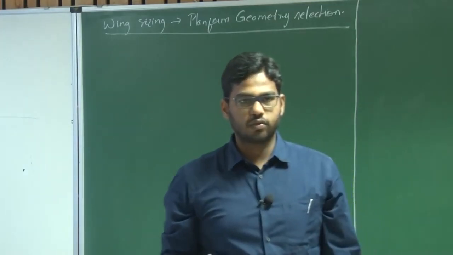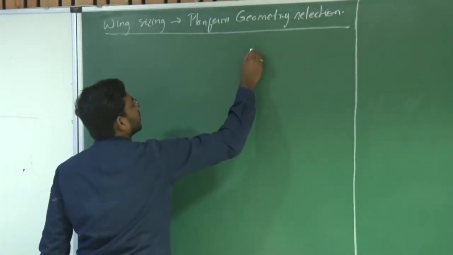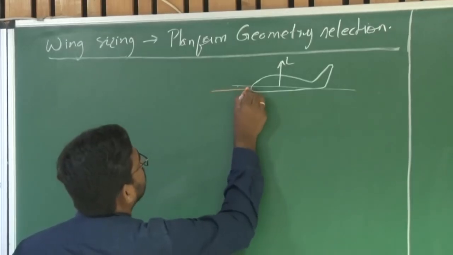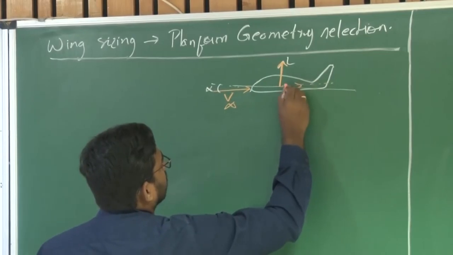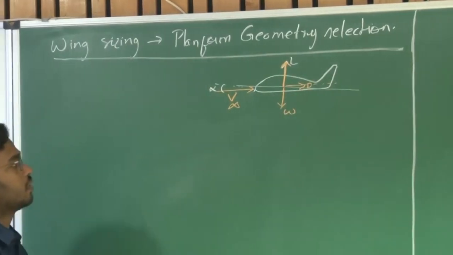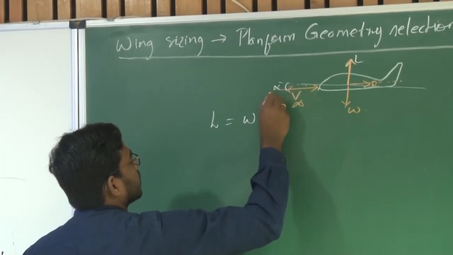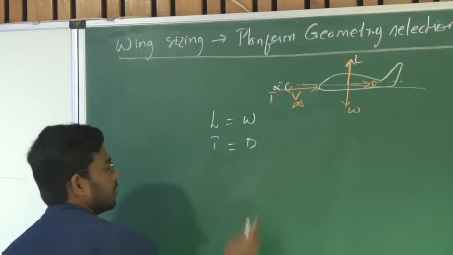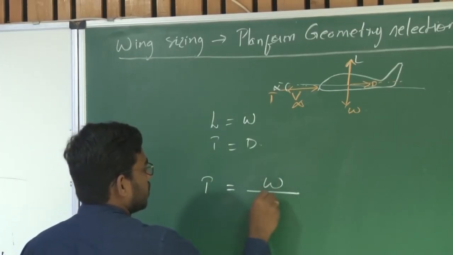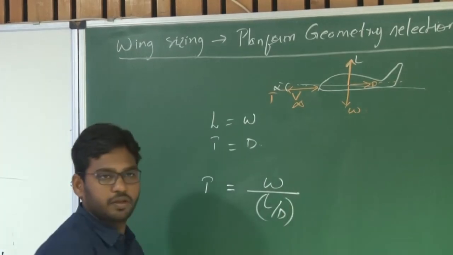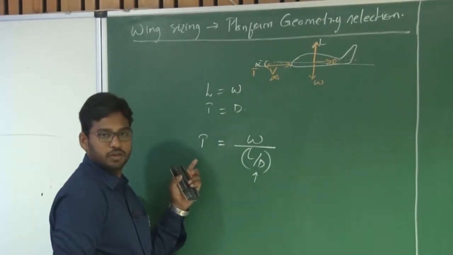So we want this UAV, which is of a particular weight, to fly at a particular velocity, right? The whole idea during cruise is lift should be equal to weight, and the thrust, acting in this direction, should be equal to drag. While calculating the thrust required, we assume it depends upon L by D, that is W by L by D. So if you know at what L by D you are going to fly, you will be able to figure out the corresponding thrust required.